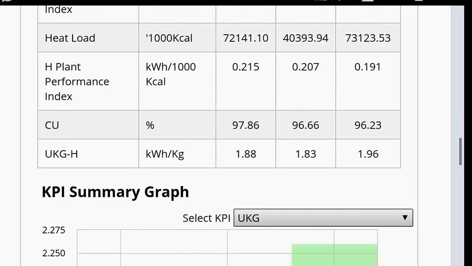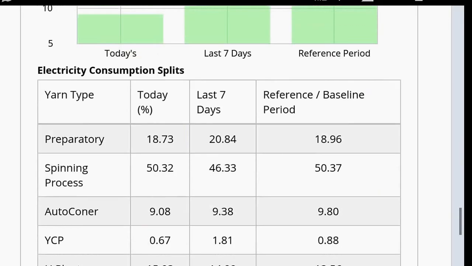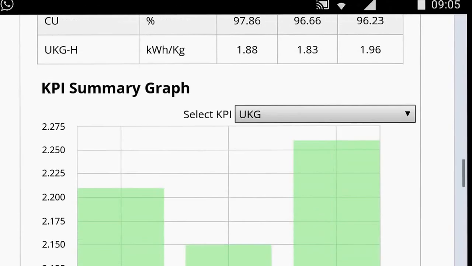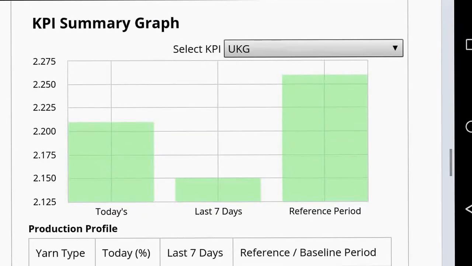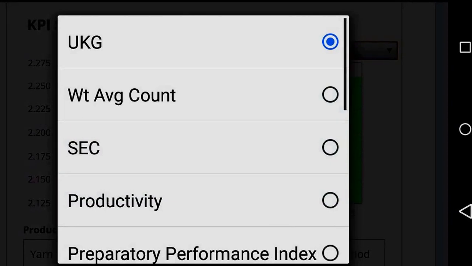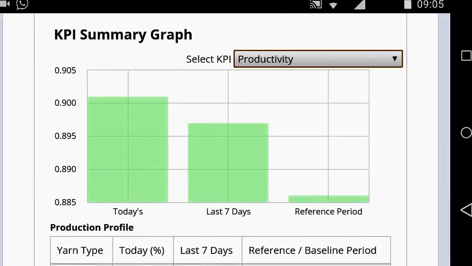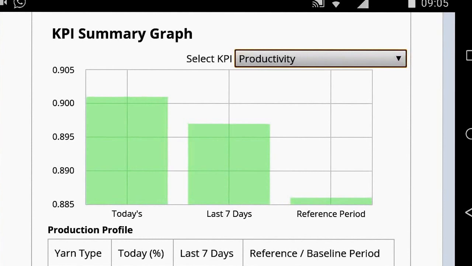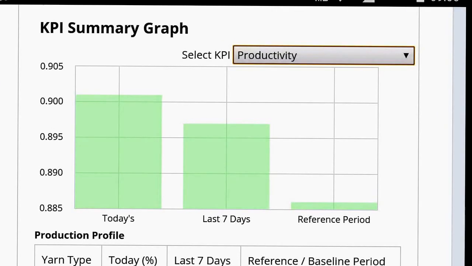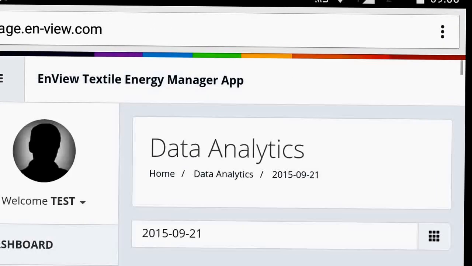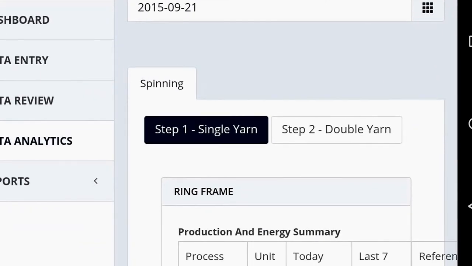So these are basic indicators that come out of the basic data that have been entered, and you are able to play around, know how you have fared in terms of what's today's values, the last 7 days, and the reference period. So you have the flexibility to go and define the reference period in terms of which historical period would you like to compare your current data with. So it gives you flexibility specifically for PAT scheme designated consumers. You can always change the baseline.